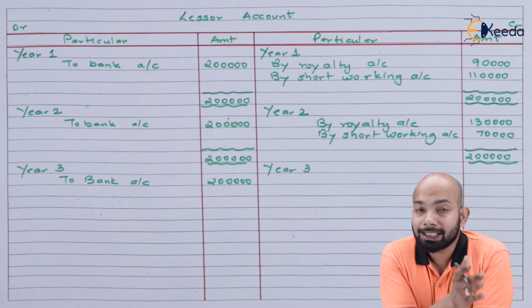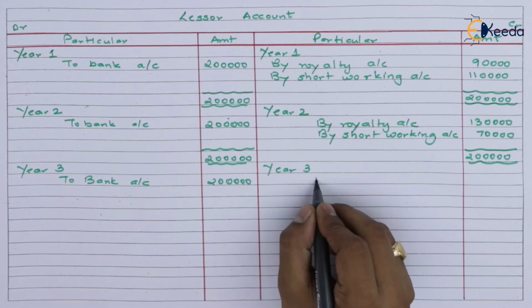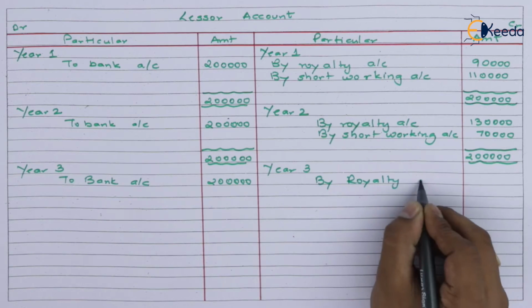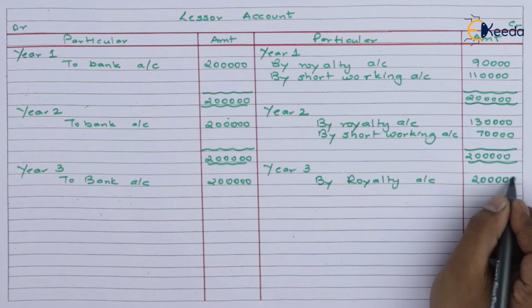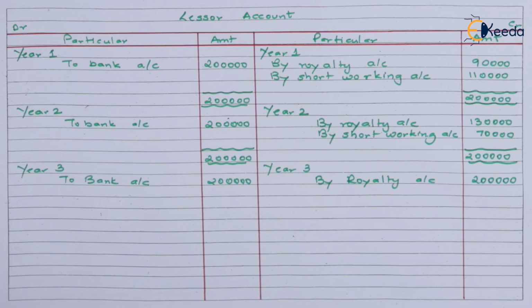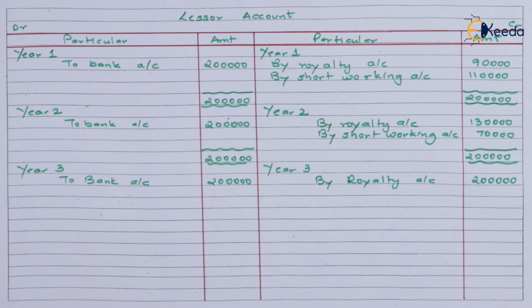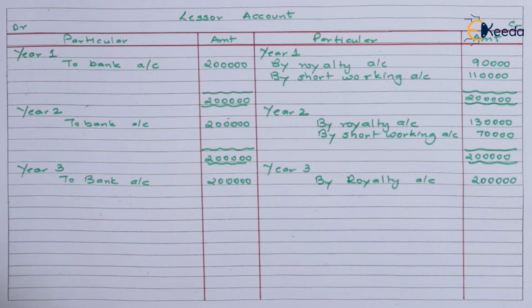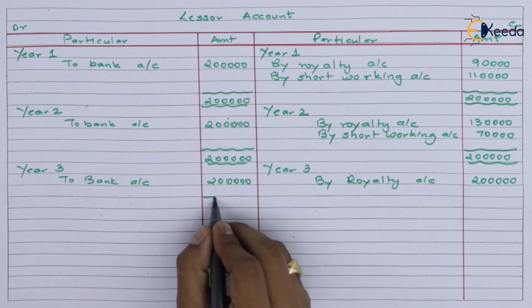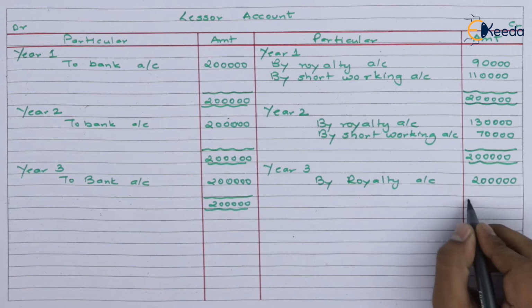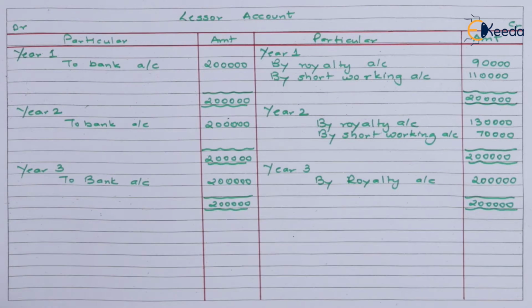So for year 3 on the debit side, we mentioned to bank account as 2 lakh. Now for year 3, there was no short working. Rather, the earlier short working was getting adjusted automatically. So whatever it was, just royalty here. So that has been mentioned. That means by royalty account has been credited with 2 lakh rupees. So again, it's a self-balancing ledger. Now we'll have the similar structure for year 4 and year 5 as well.